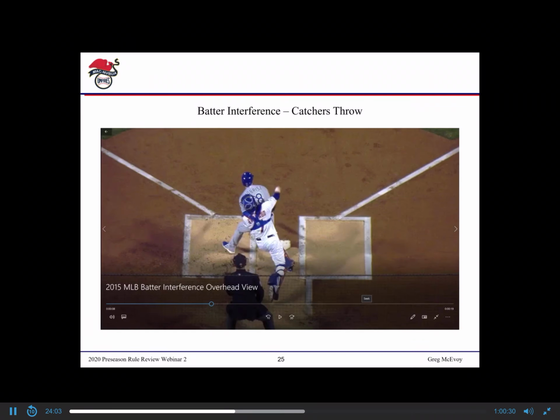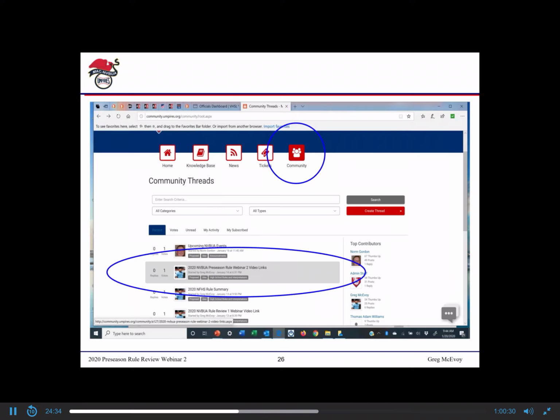So this is what it looks like. This is a pretty clear, pretty obvious example of batter interference. In this still picture, we have a runner on first. He's stealing second. Batter swings. Catcher comes up. He's going to throw down to second base to try and put out the runner on first, advancing to second. So if we see something like this, this should be fairly clear and easy for us to call.